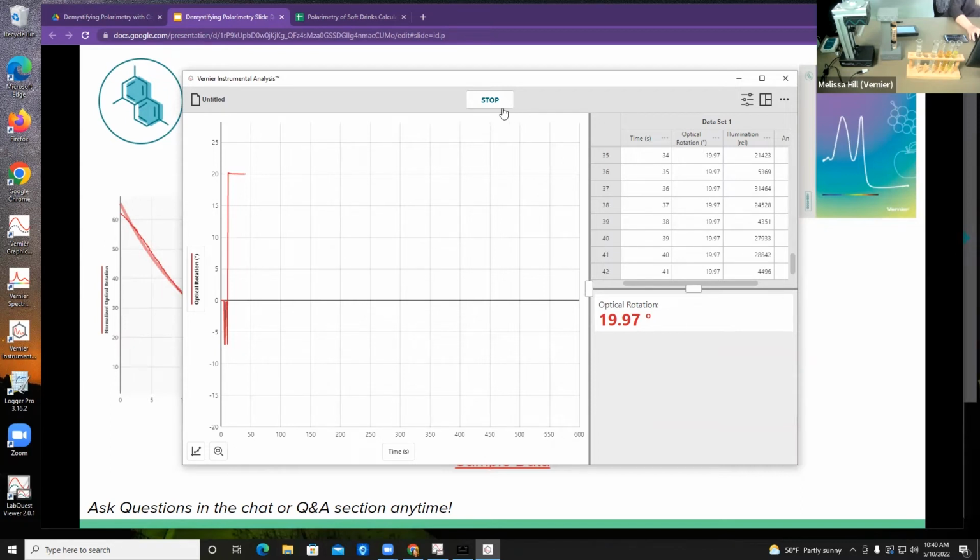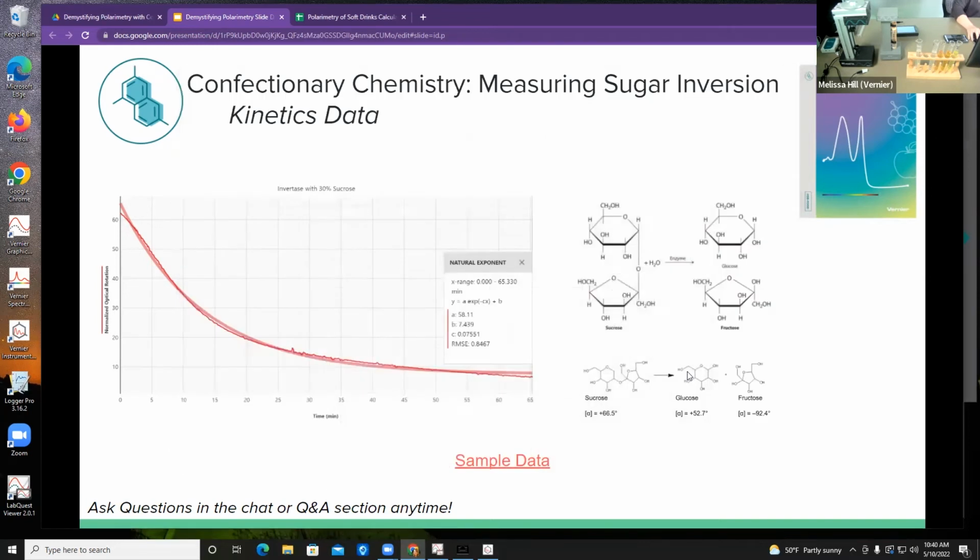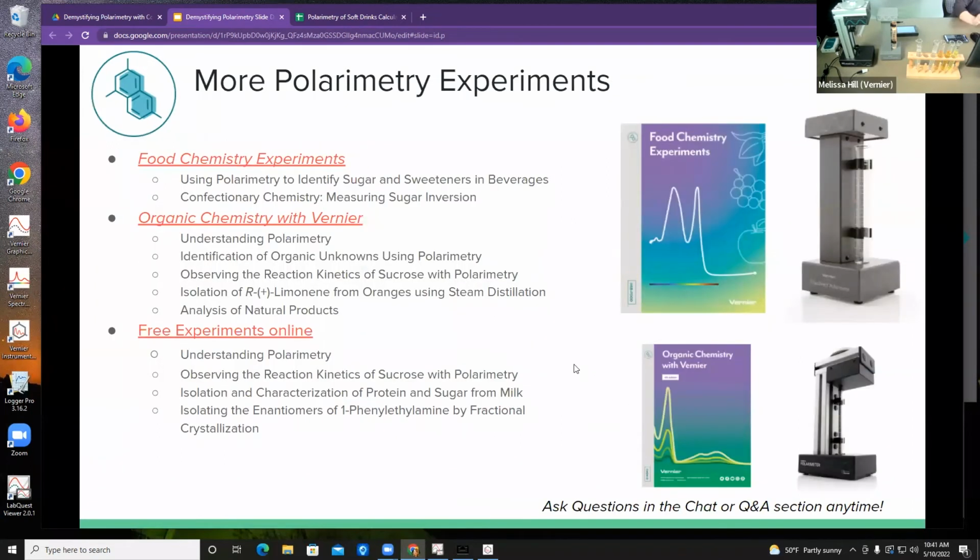All right, well, I'll stop that. I'll minimize that. And so again, the sample data for the enzyme reaction is in that folder if you wanted to see it, since I didn't collect it for you today. And those are the two experiments that the food chemistry book has. Pretty simple, pretty straightforward. You can do those at kind of any level, really, depending on what you're trying to teach your students.